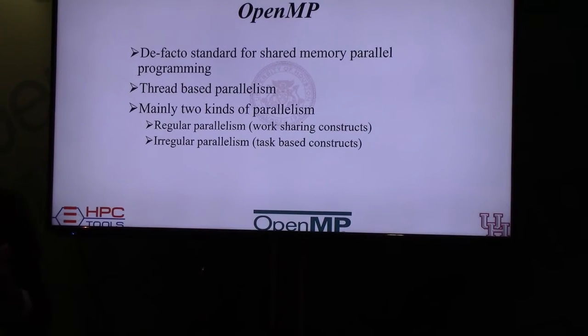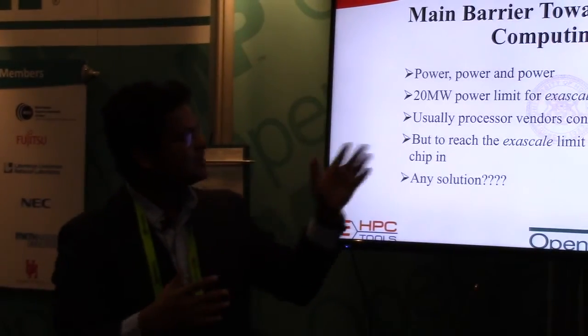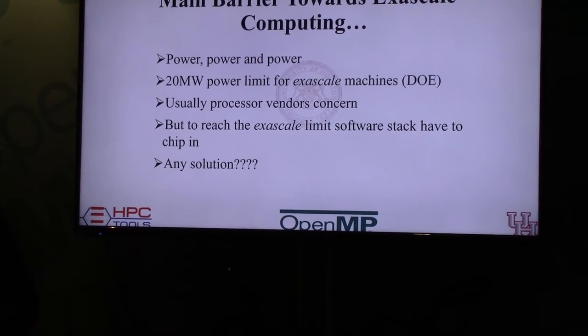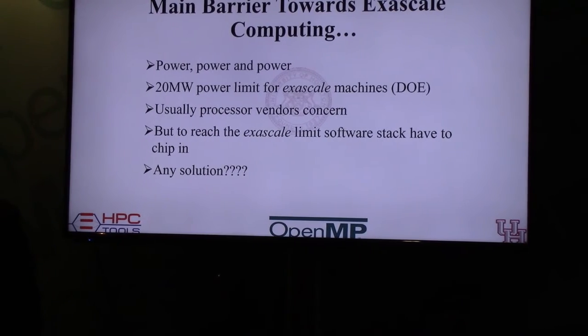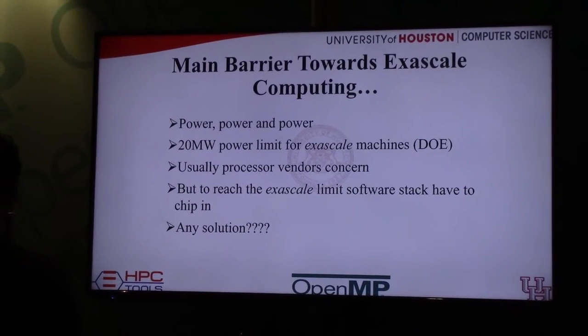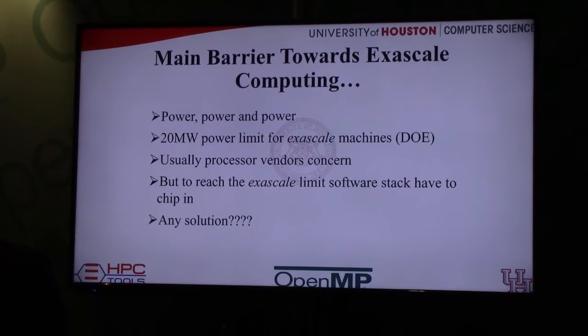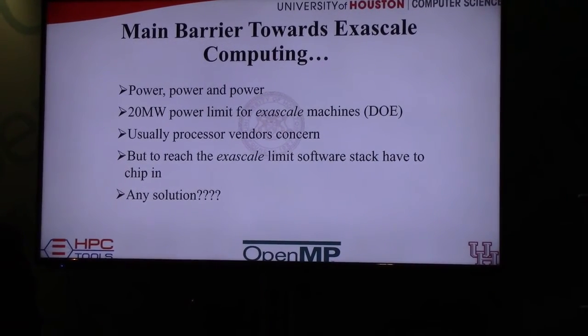Now, as we are going towards the exascale era, what should we do? There has been a lot of talk about how we can get to the exascale era. Let's see what the main barrier towards it is. If I say it in one sentence, the main barrier is power, power, and power. DOE set a limit of 20 megawatts to reach the exascale era. But as of now, the largest supercomputer is around 33 petaflops and consumes around 17 megawatts of power. So it is going to be a huge issue for us to reach that limit.